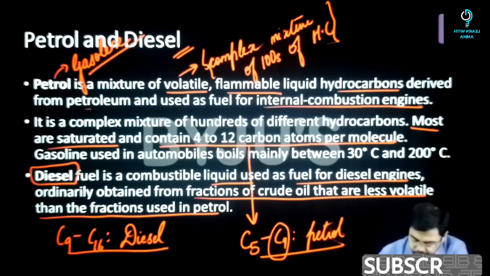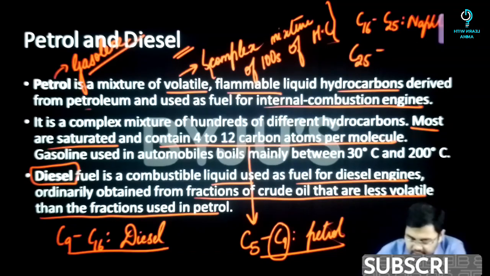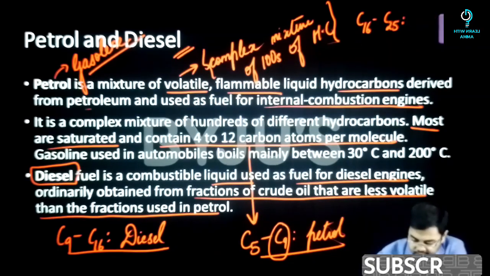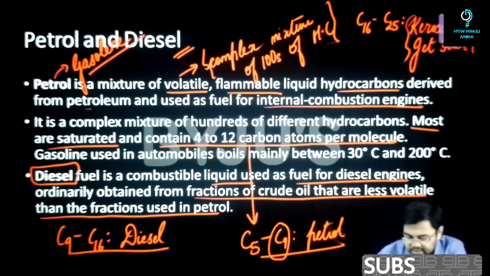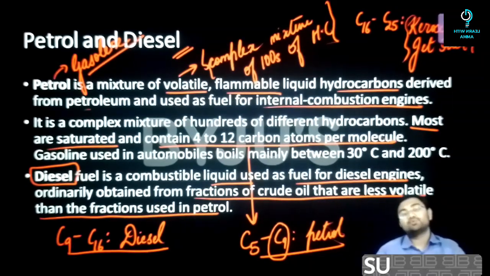Then if you go beyond 16, let's say we talk about C16 up to C25, then in that case you have naphthalene. Then if I talk about C25 to C35, here this is where you have kerosene and jet fuel. Kerosene and jet fuel are derived from here. Then if you go beyond this, you get naphthalene. If you go beyond that, then you start getting the solid form.